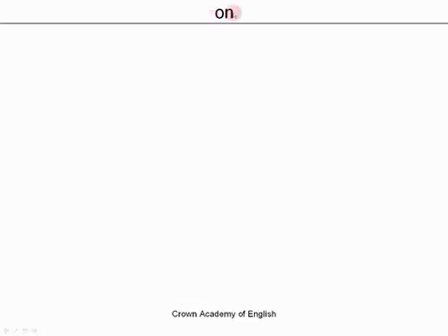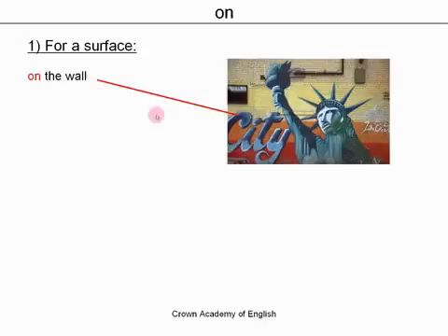Now let's look at the word on. Well, the main use is when something is on a surface. So, for example, on the wall. And this is an example here. For example, we can say there is some graffiti on the wall. Or we could say there is a photograph on the wall.